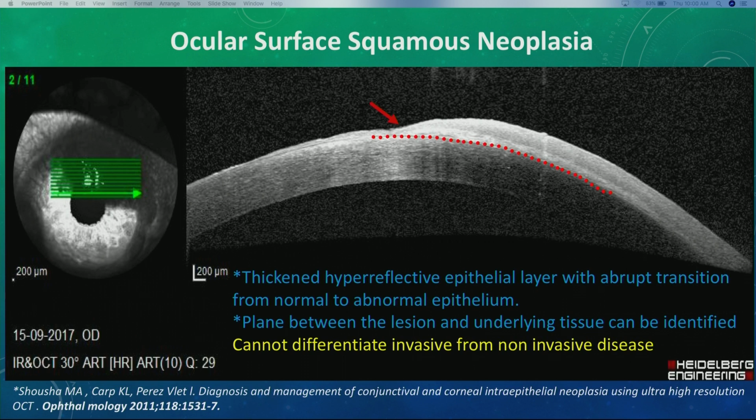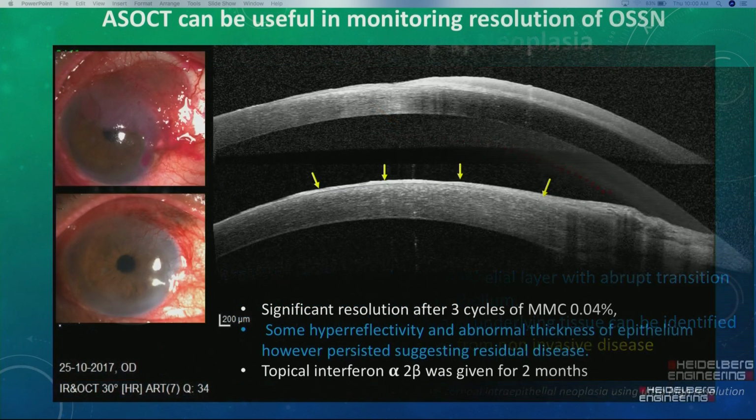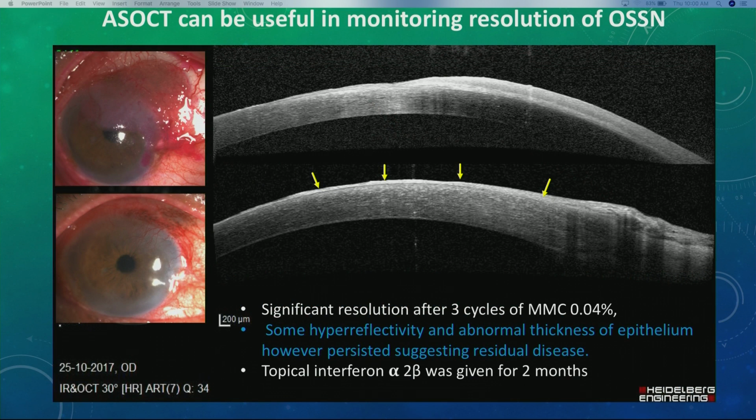The only disadvantage of ASOCT here is that it cannot differentiate invasive from non-invasive disease, and for that, histopathology is still required. Apart from aiding in the diagnosis, ASOCT can also be useful in monitoring resolution of OSSN. For example, in this patient, we initially gave 3 cycles of mitomycin C, a very good response, but some hyperreflectivity and abnormal thickness of the epithelium still persisted.